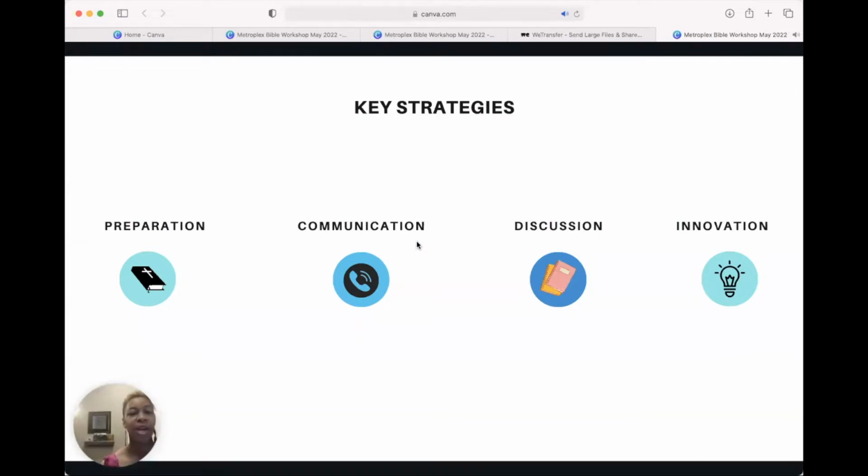So today we're going to talk about 4 key strategies, which are preparation, communication, discussion, and innovation. And the ION at the end of each word means that it's ongoing. So these are things that you're doing continuously as a Bible study teacher. So we'll be talking about preparation, communication, discussion, and innovation.